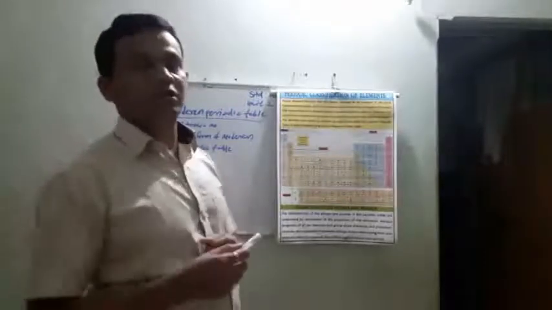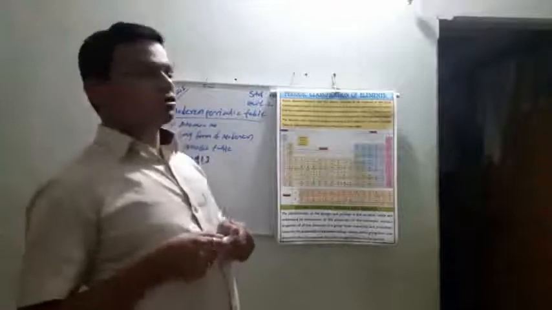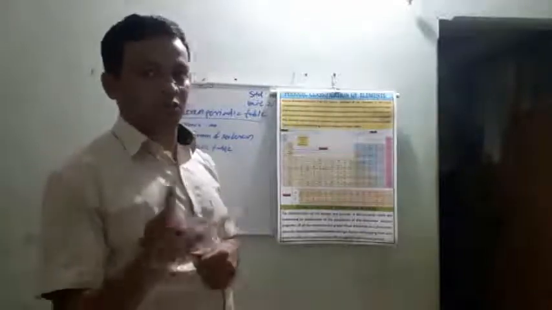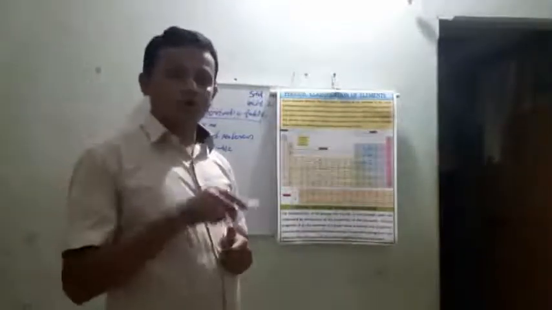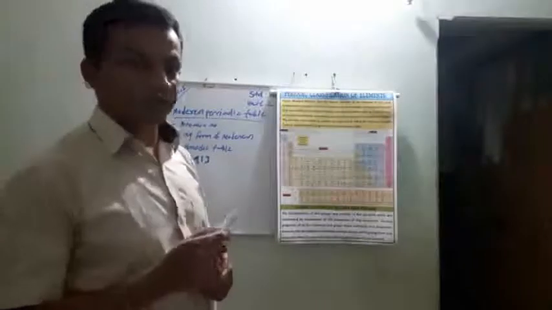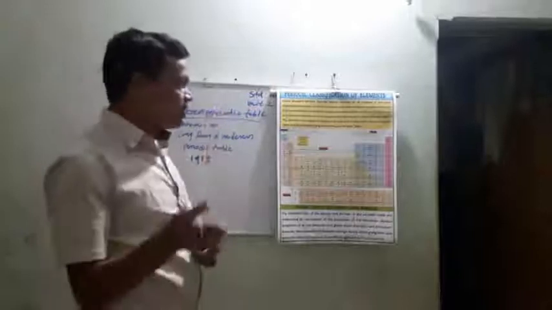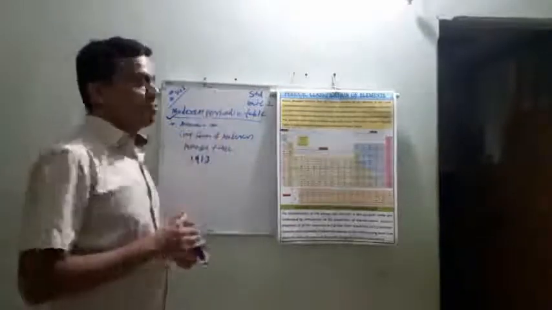So he stated the modern periodic law as: the chemical and physical properties of elements are a periodic function of their atomic number, not atomic mass. The periodic table based on this modern periodic law is known as the modern periodic table. So the table which is based on this modern periodic law is called the modern periodic table.